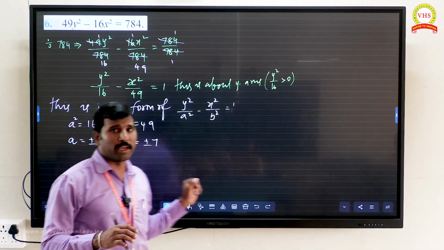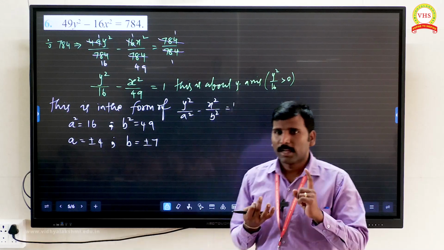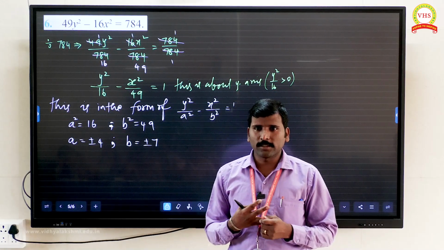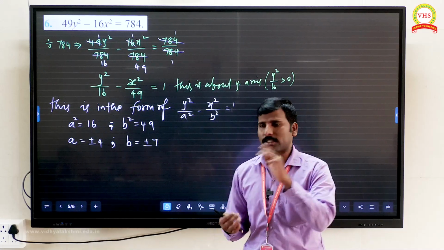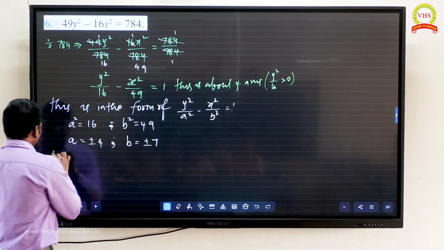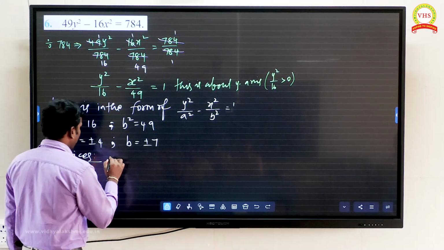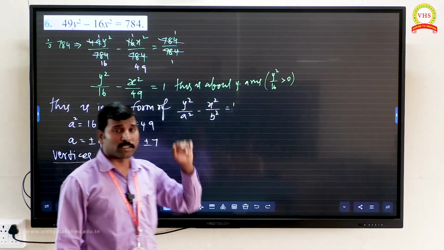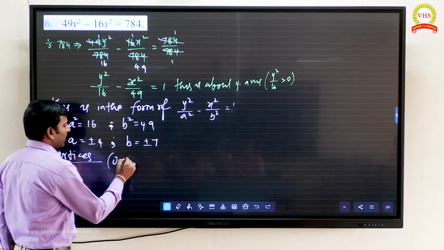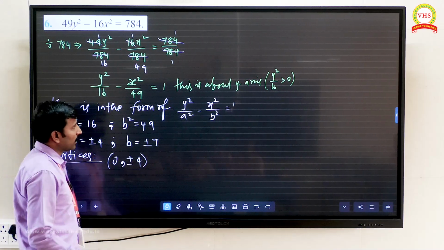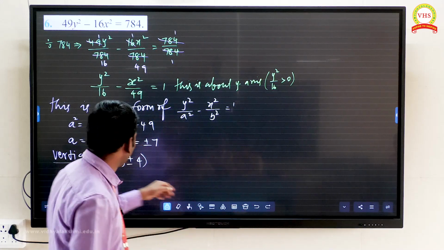So a value, b value I have. By using a value and b value, what all can we find? Vertices, latus rectum, and foci we need to see, my dear. First let me complete the vertices. It's about the y-axis. Y-axis in the sense 0 comma we have to write. So 0 comma a value is plus or minus 4, because under the y we have 16, and the root value is 4.